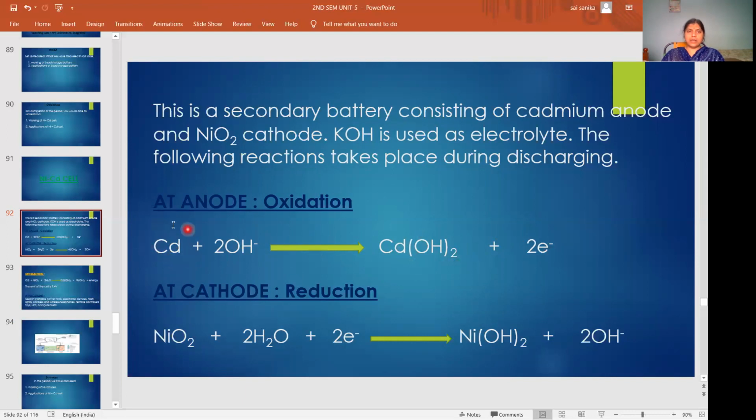So here the oxidation state is 0. And here the oxidation state is plus 2, since OH is minus 1, so 2 OH is minus 2. So the oxidation state is plus 2. So this is the reaction at anode.